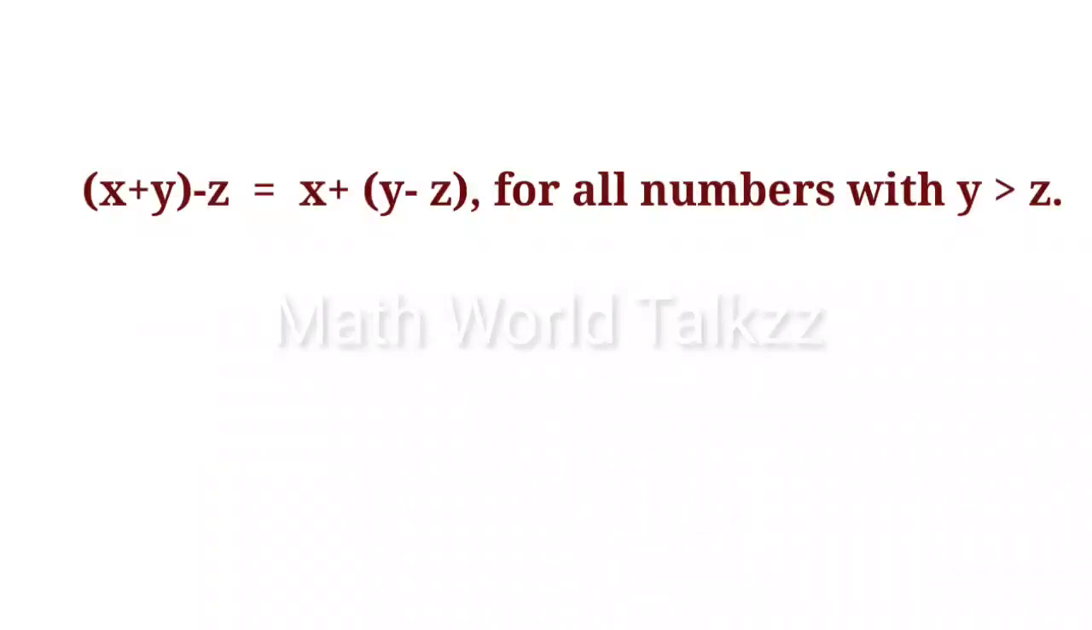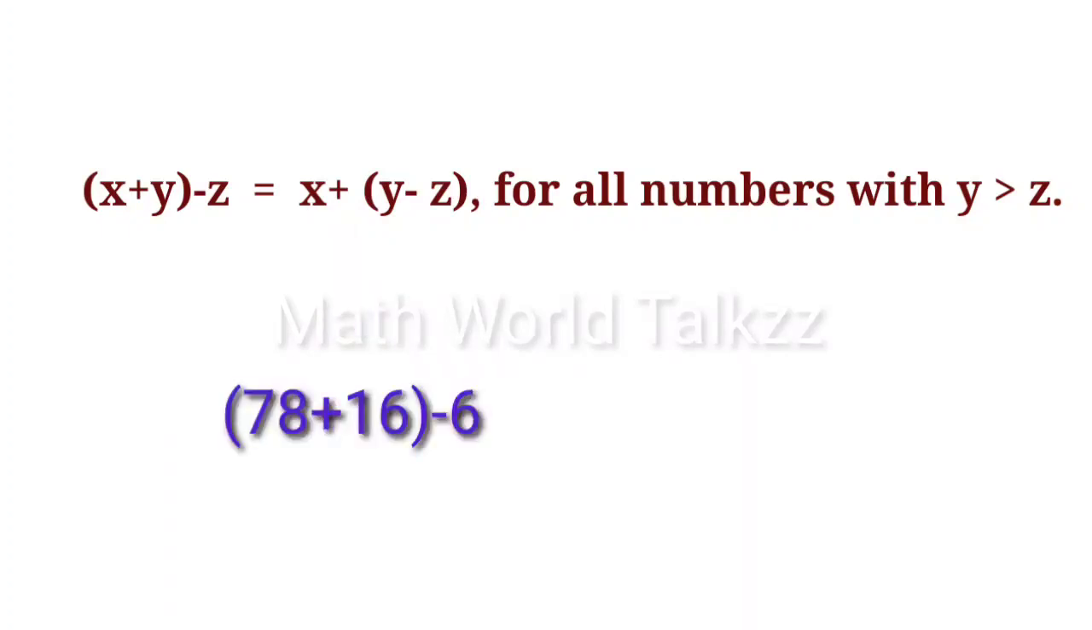Our next rule is that x plus y minus z equals x plus y minus z. It means if we want to add two numbers and subtract a third number, we can use this rule. But there is a condition. The second number, here it is y, should be greater than z. In that case, we can subtract z from y, then add that answer to x. So let's check one example.